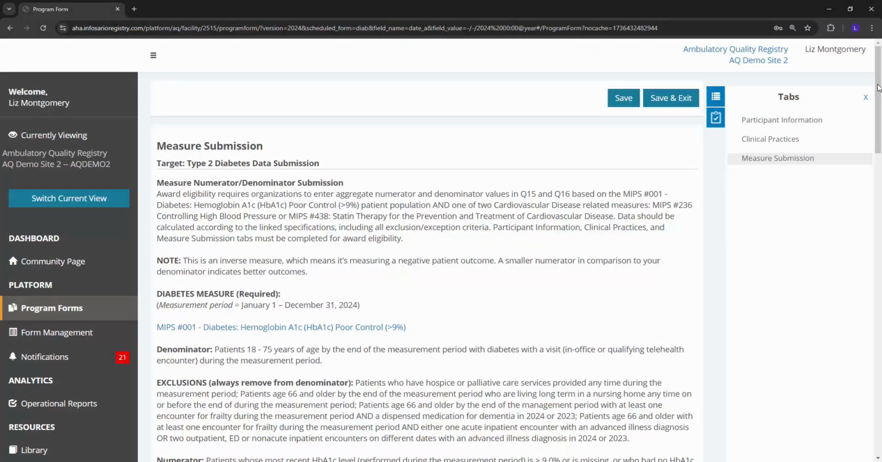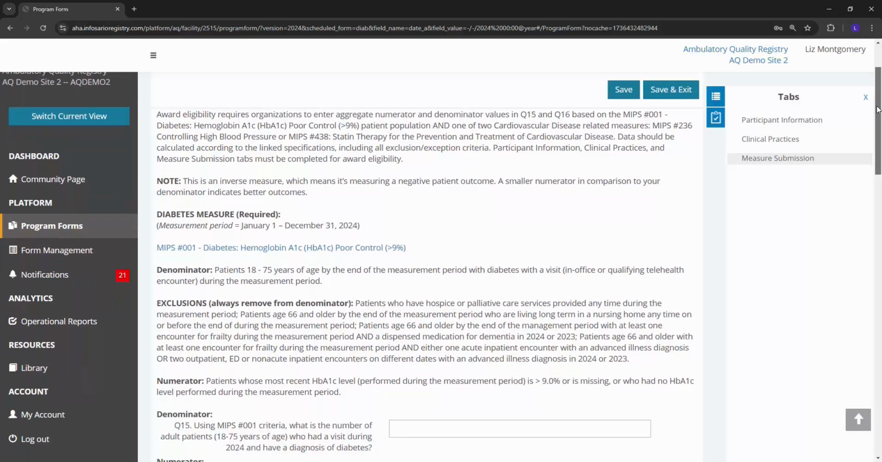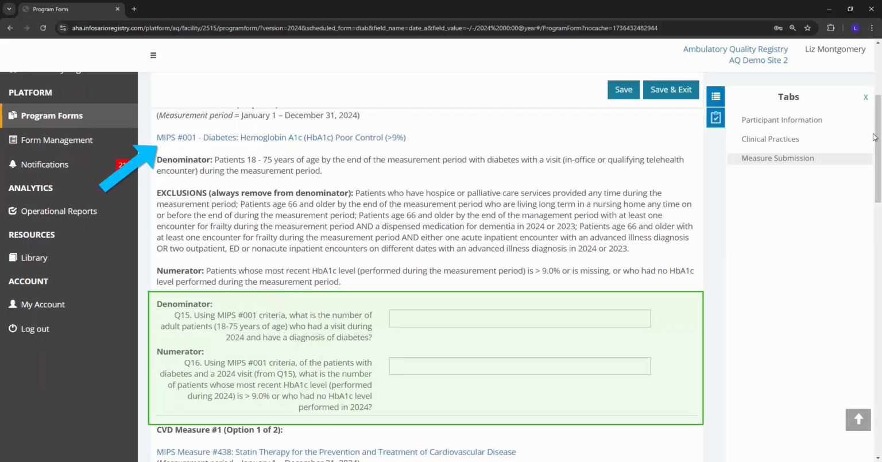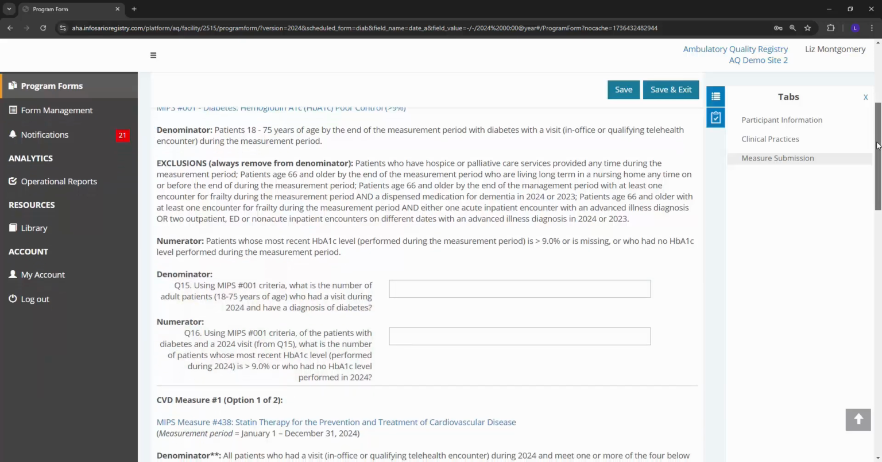Tab 3, Measure Submission, includes the measure denominator and numerator questions that will determine your measure performance and subsequent award status. There are 3 opportunities to enter measure data. The program's main measure, diabetes hemoglobin A1C poor control, is required for award eligibility. Note that this is an inverse measure, which means it's measuring a negative patient outcome. A lower percentage indicates better outcomes.